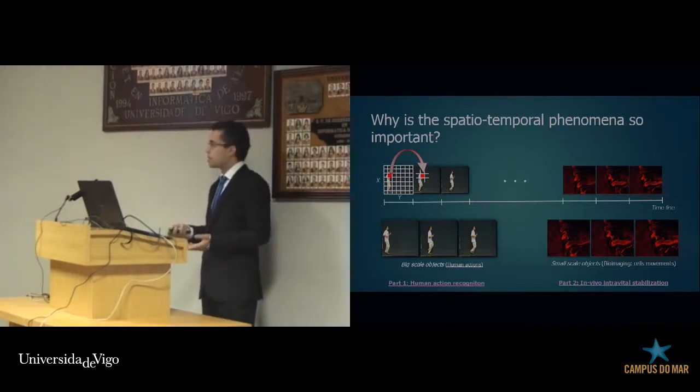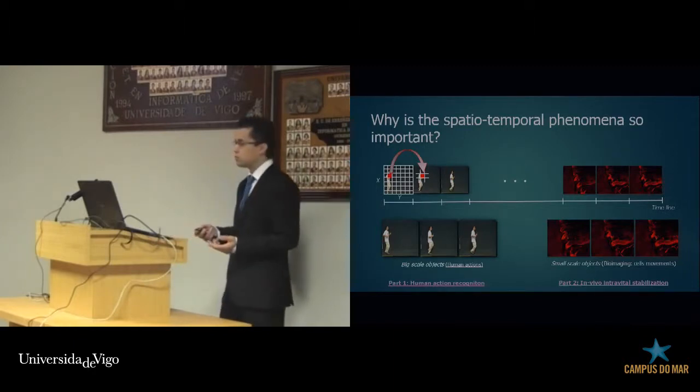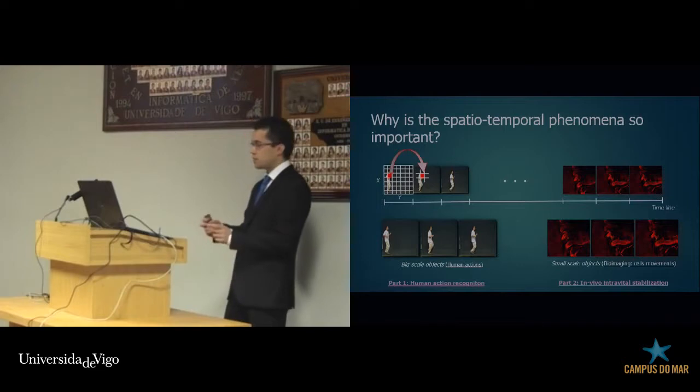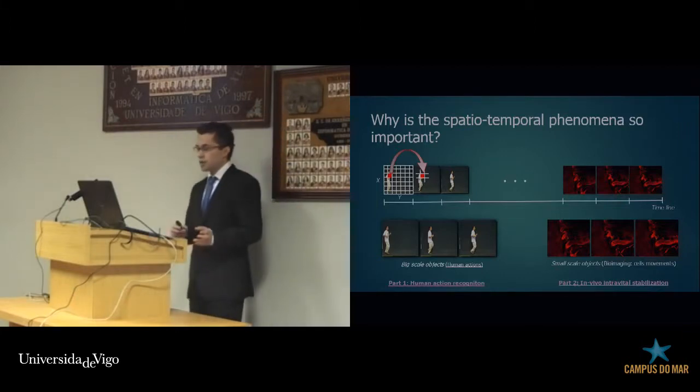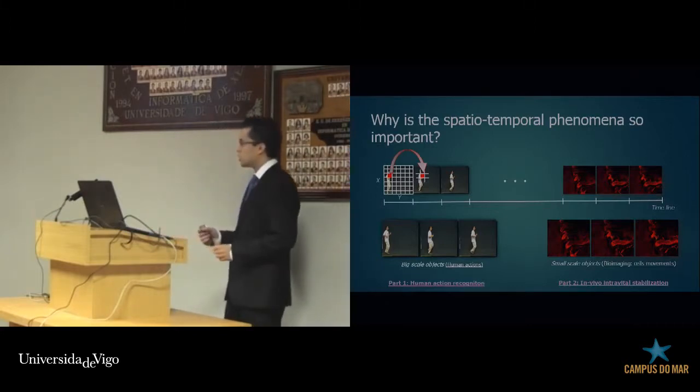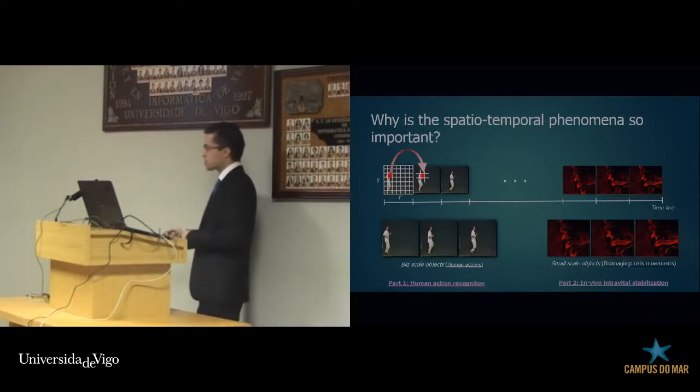Sometimes you need to identify big scale objects, for example, in human action recognition, and sometimes you are interested in small scale objects, like, for example, a cell, because you want to do cell tracking. So I divide my presentation into two parts. Part one is human action recognition, and the second part is in vivo intravital stabilization.